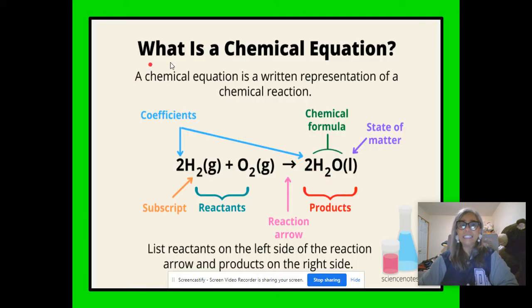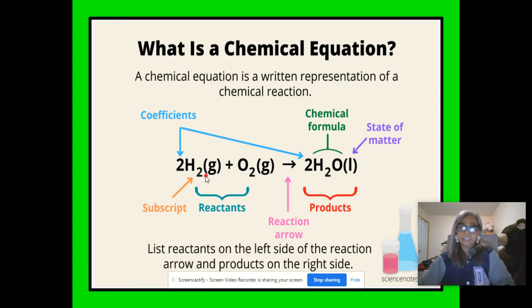So, what is a chemical equation? It is nothing but a written representation of a chemical reaction. Now, you would be given something like this to balance, okay? And take note, all the things on the left side, we call that the reactant side. And all things on the right side would be called the product side.